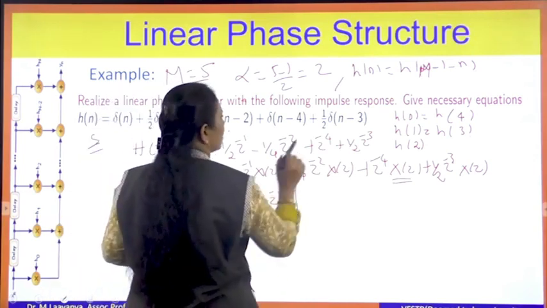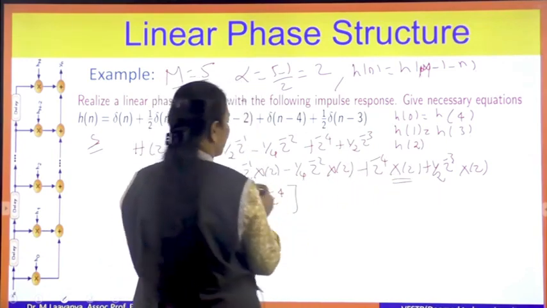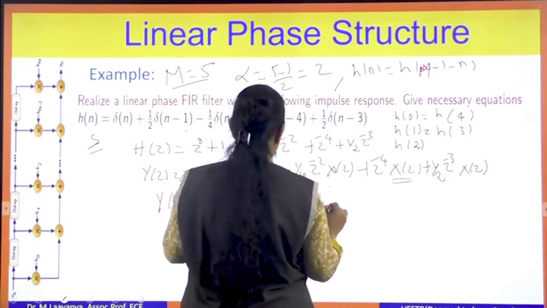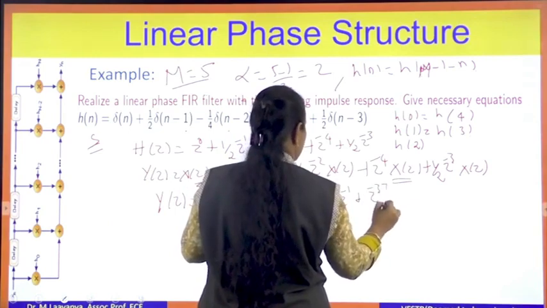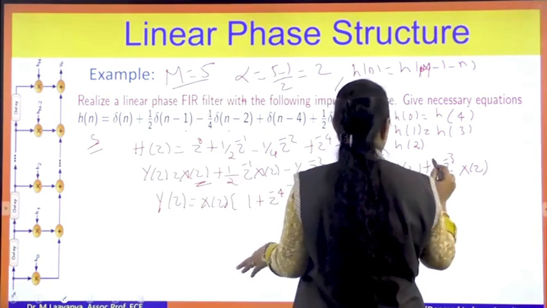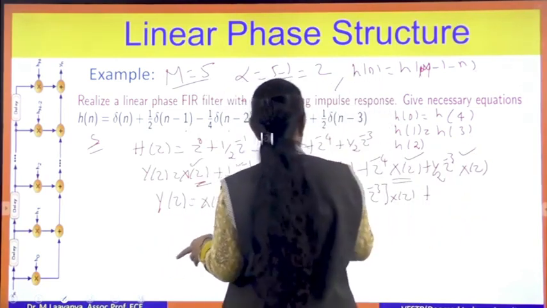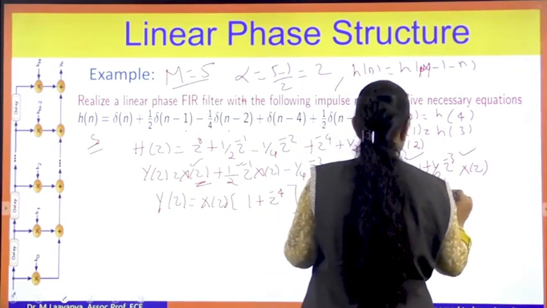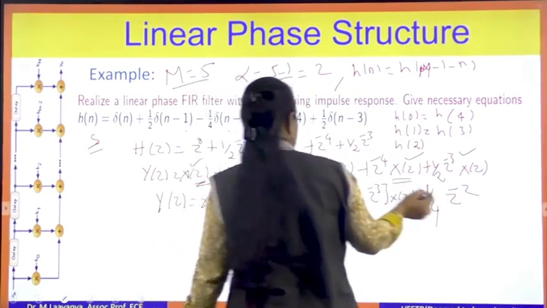Next, if you see which are equal, 1 and 3, this is my 1 and this is my 3, both are having coefficient half only. So I can write half z inverse plus z power minus 3 times x of z, plus remaining, what is there? I have taken 3, I have taken 4. So I have taken z not z, remaining is minus 1 by 4 z power minus 2, minus 1 by 4 into x of z.